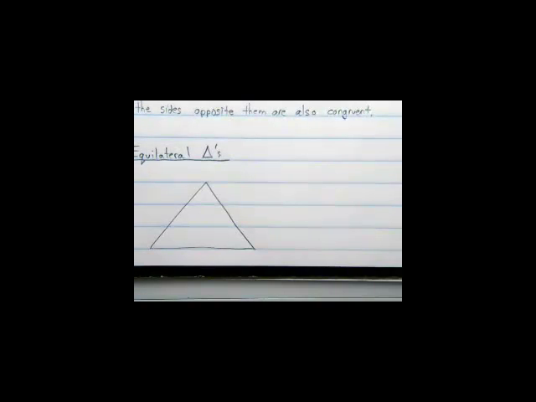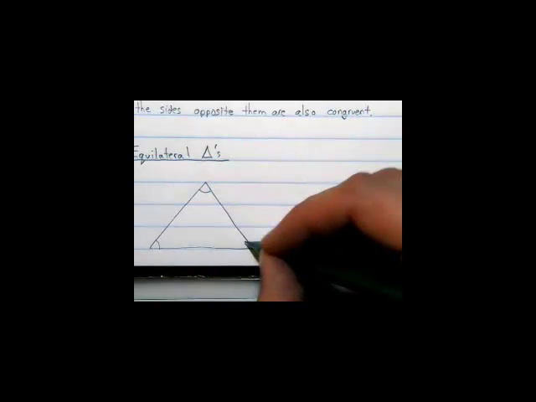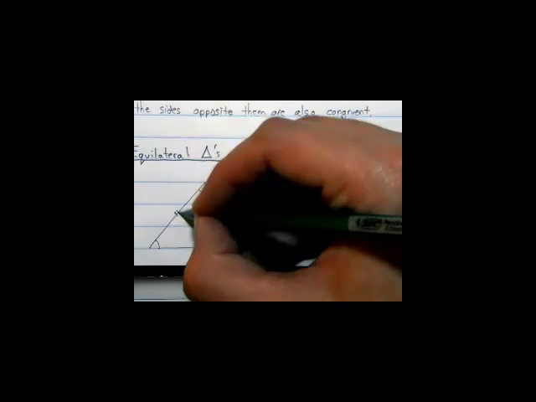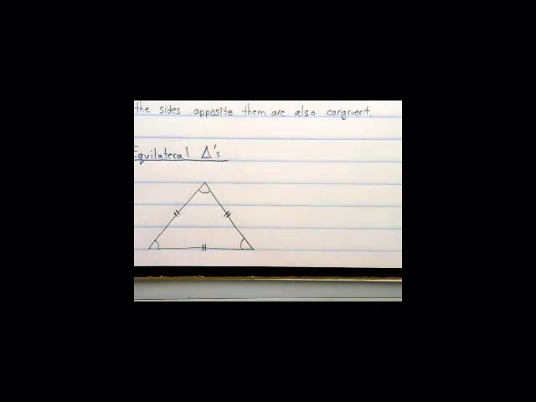Alright, so every equilateral triangle should have three angles the same and three sides the same. And that's pretty much it.